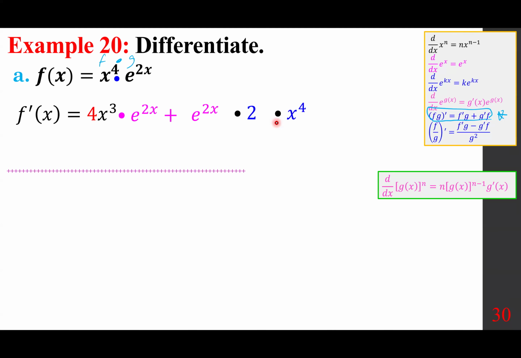Now, of course, you do finish the job by using your algebraic techniques. Notice you can factor the common factor between 4 and 2. 2 is in common, x cubed and x to the power of 4, x cubed is in common, and also e to the power of 2x. So the common factor is 2x cubed e to the power of 2x.